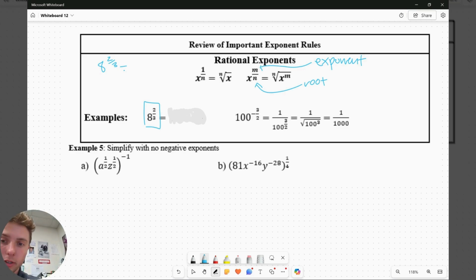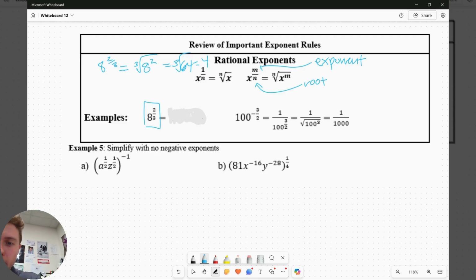8 to the 2/3, that would be the same thing. The 2 is the exponent, so okay, 8 squared. The 3 is the root, so that 3 goes in front. And then I could simplify this. When you simplify this, it does not matter if you apply the root first or the exponent first. You could take 8 and square it first, which is 64. And then you could take the cube root of that. The cube root of 64, what times itself is 64. That would be a value of 4.